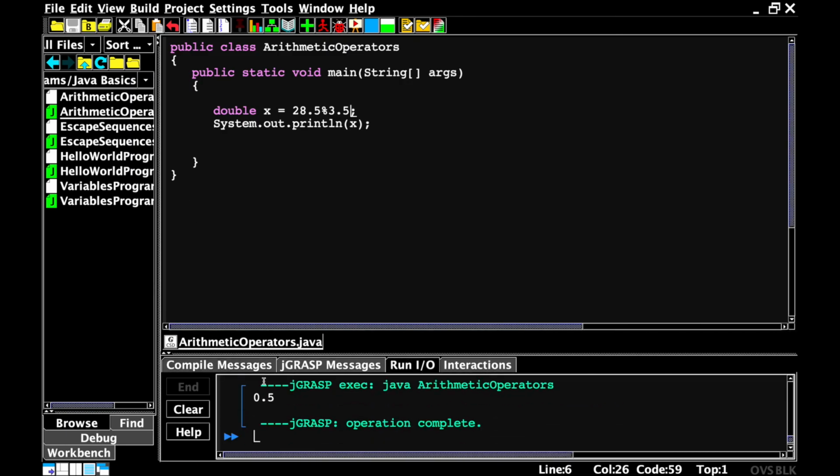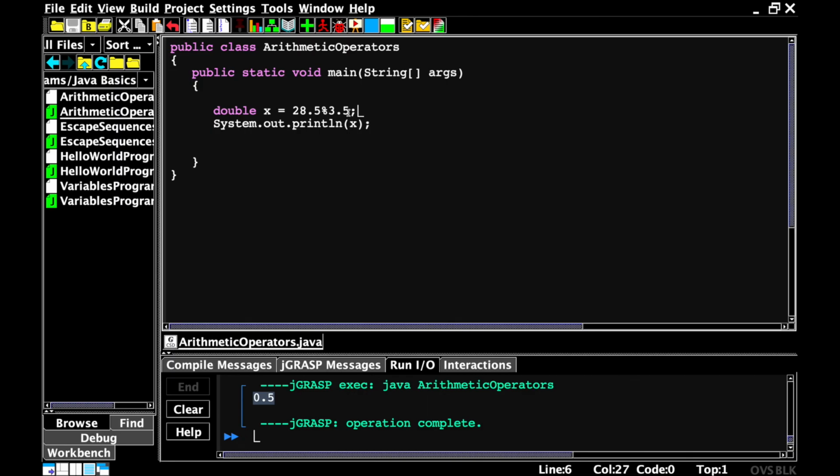So we get 0.5. And the reason why is because 3.5 should fit into 28 approximately 8 times, because 3.5 times 2 is 7, and 7 times 4 is equal to 28. So we get 28.5 modulus 3.5, and 3.5 should fit into 28.5 approximately 8 times, and 0.5 is our modulus. That's a lot of math.